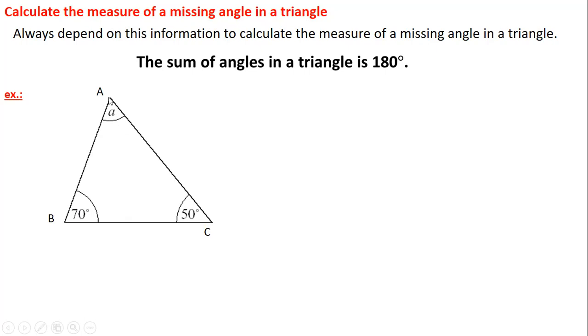Here, the angle at vertex A is BAC. Its measure is A. A means I don't know its measure, so I should find the measure of angle BAC, because the measure of angle ABC is given 70 degrees and the measure of angle ACB is given 50 degrees. Whenever we have a missing measure of an angle, we should always depend on this information to calculate the measure of a missing angle in a triangle. The information is the sum of angles in a triangle is 180 degrees.